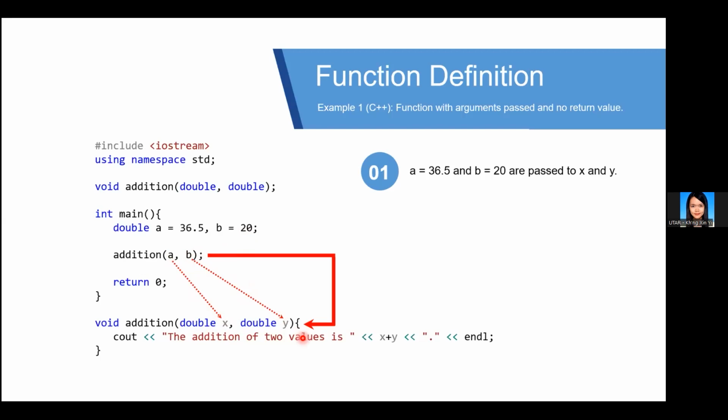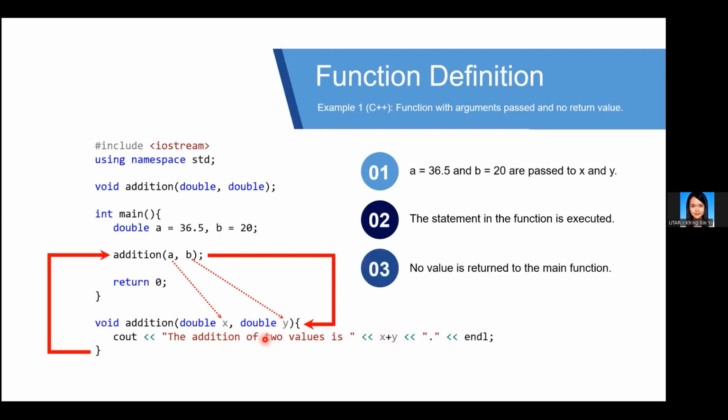Then it proceeds to execute the statements inside the function. It finds the summation of these two values and prints out the answer directly. Once the function is done with its job, it passes the control back to the main function. But since the return type is void, it won't return anything to the function caller. That's why I put the third point here: no value is returned to the main function, the function caller.